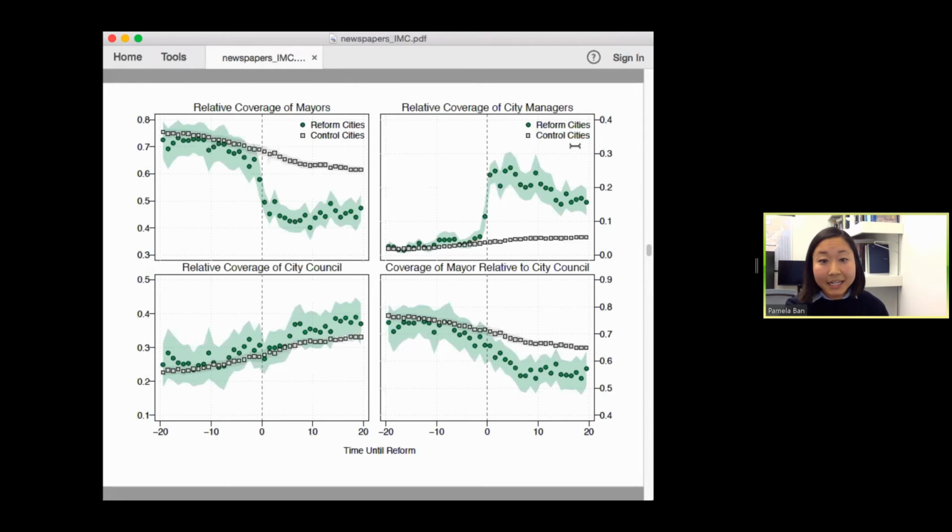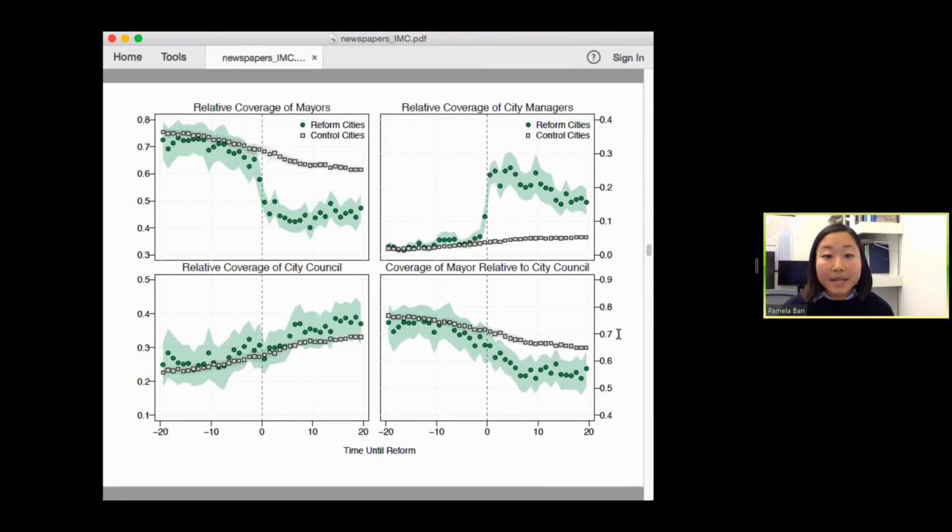And over here on the right-hand side, we see the relative coverage of city managers. So here, right when these reforms hit, we see an increase in the coverage of the city manager relative to the control cities. The final thing I want to point out is the lower right-hand graph, which is coverage of mayor relative to city council. So this is where the denominator just has mayor plus city council mentions, and we don't measure city managers. One concern might be that this is just a mechanical increase because of this office being created. Even when we take out the city manager mentions from the denominator, we still see a decrease in the mentions of the mayors after these reforms are implemented.